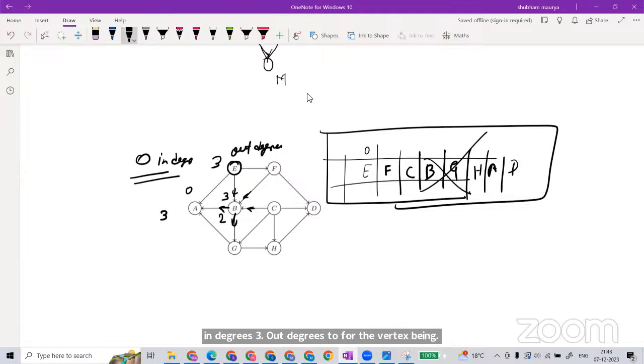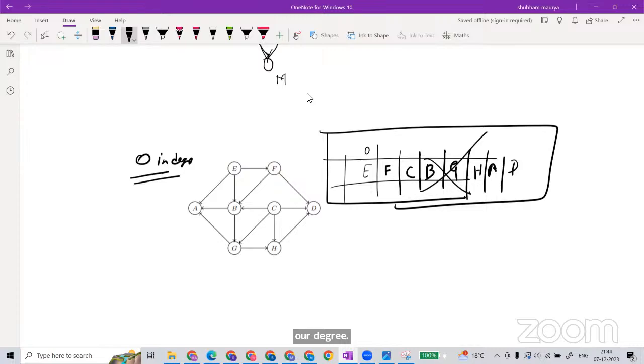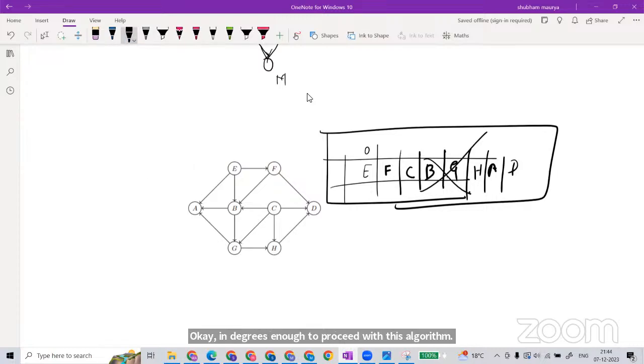Similarly, we can count for other vertices. Is that clear now? Yes, sir. Okay. Now, for this algorithm, whatever we are doing, we only concern with the in degree. We are not concerning out degree. In degree is enough to proceed with this algorithm. So first thing, let's count first the in degrees here.